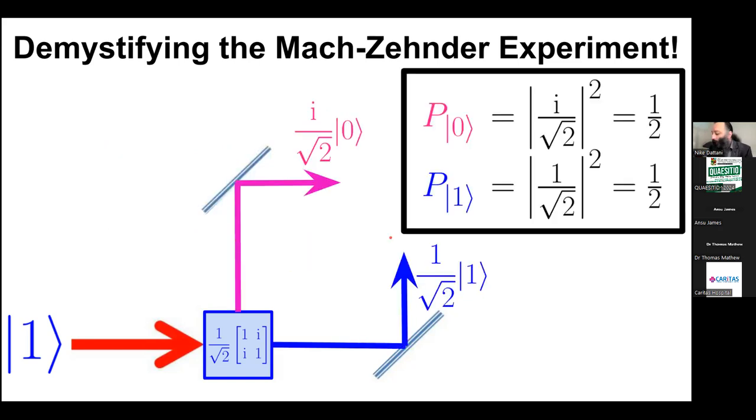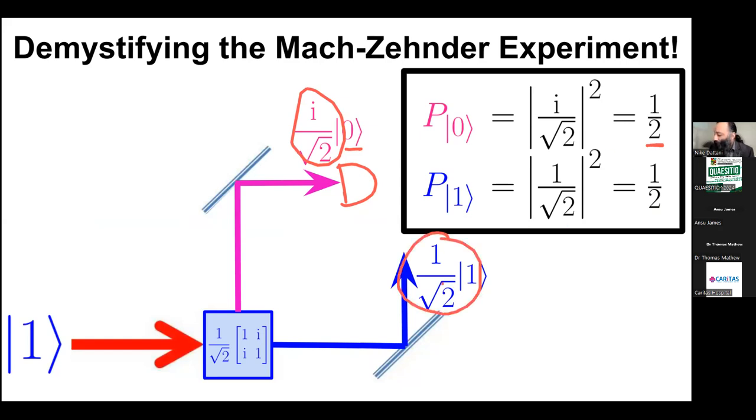What does this mean? When we have a coefficient in front of the zero, it means that if I put a detector here, the probability of finding a photon here in the zero path is going to be the absolute modulus of this coefficient squared. That equals 1/2.